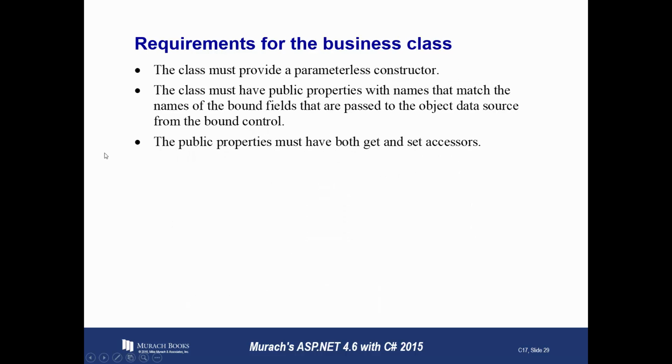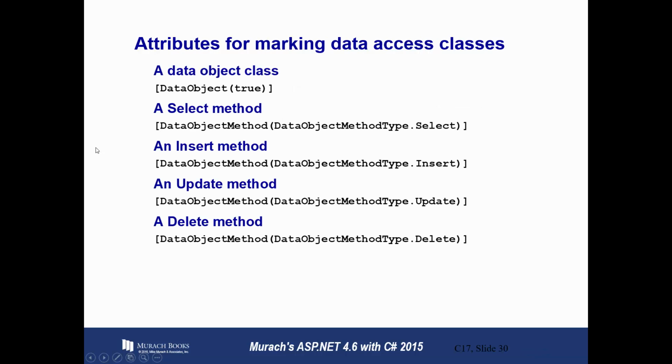As far as requirements for the business class, this is shown from the bottom of page 617. The class must provide a parameterless constructor. The class must have public properties with names that match the name of the bound fields, and the public properties must have both get and set accessors. Next, the property for each bound field must include both gets and sets, and you should know that you don't have to use business objects as the parameters. Rather, you can use a parameter for each bound field that's required by the method.